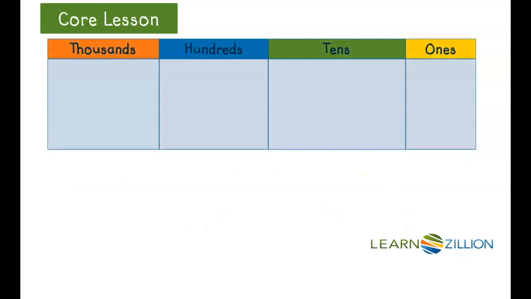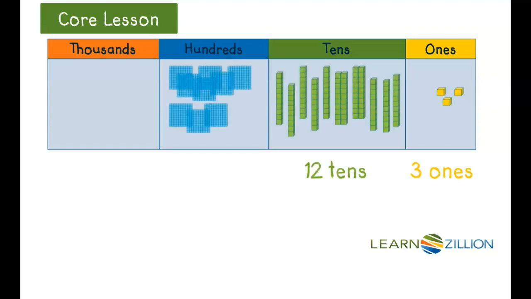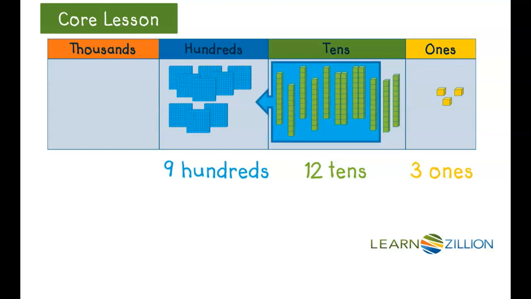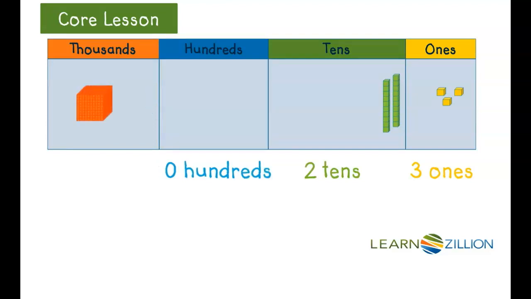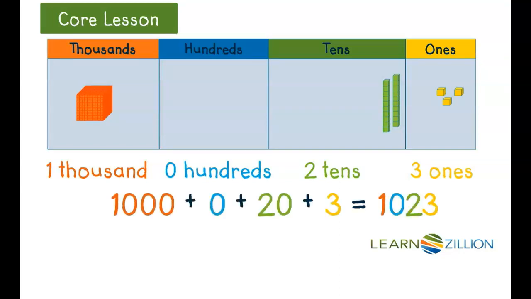Let's try with a number that's even larger. I've got 3 ones, 12 tens, and 9 hundreds. But I see here in my tens place, I can group 10 of those 10s into a 100 block, which leaves me with 2 tens and 10 hundreds. Now I remember that 10 hundreds can be grouped to form a 1,000 cube. So that leaves me with 1,000, 0 hundreds, 2 tens, and 3 ones. If I add those numbers together, I get 1,023.